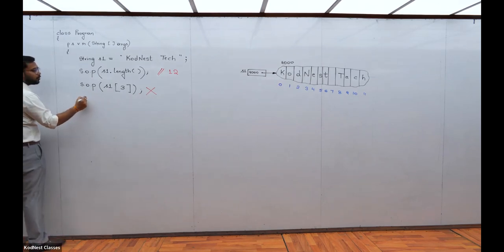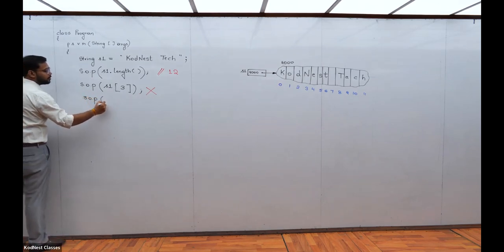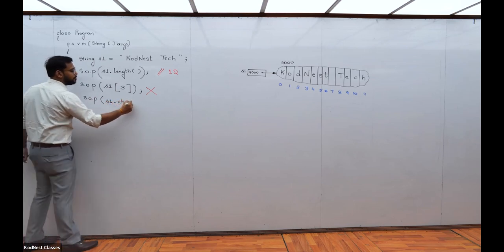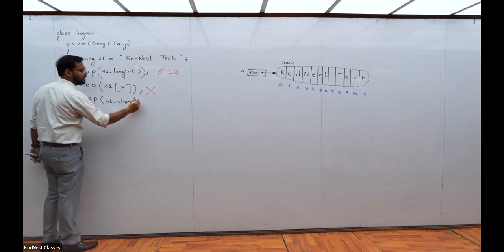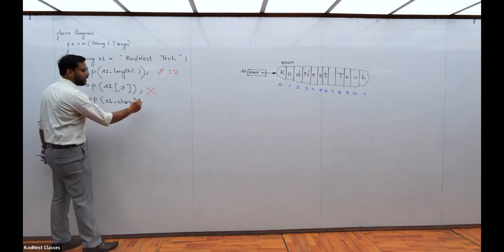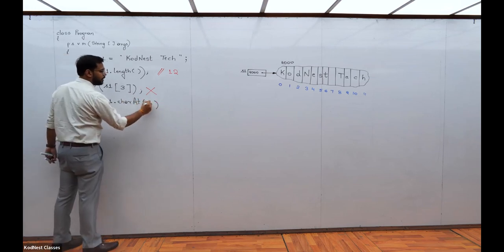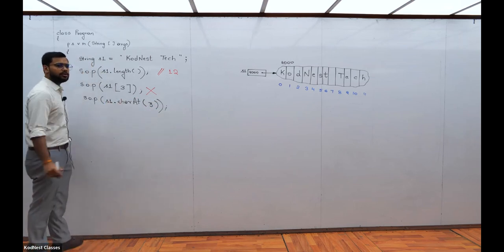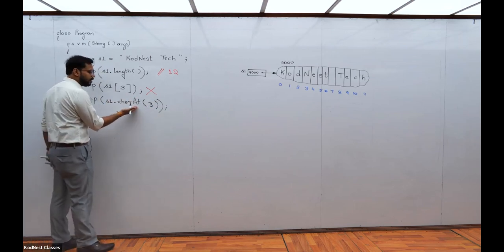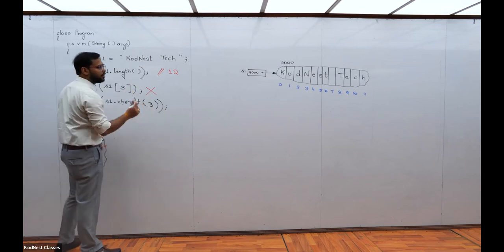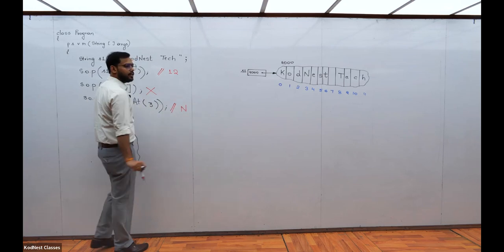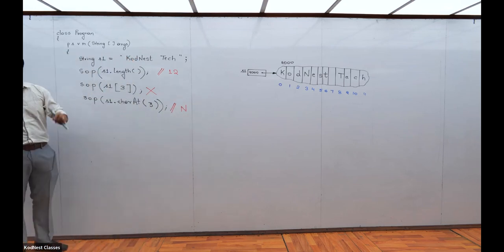So if this is not possible, what to do? You have to use one inbuilt method. You write S1 dot, and the method you have to use is the charAt method. And here I will give which index? 3. This will give you the character present at the third index. At the third index, which character is present? Capital N is present. N will be given.